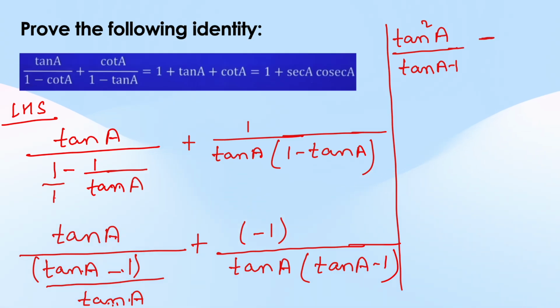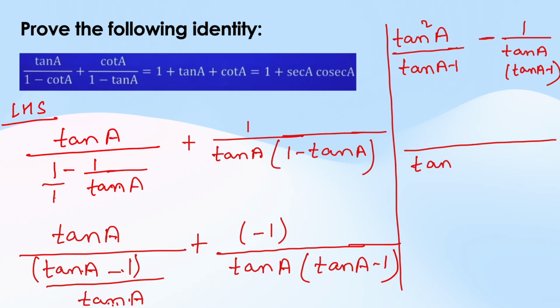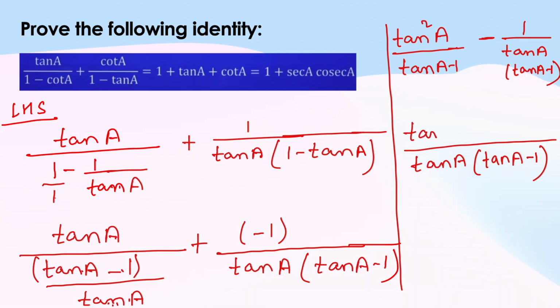Second one will be minus 1 by tan A into tan A minus 1. Alright, what will be the LCM here? Tan A minus 1, tan A, tan A minus 1. So tan A minus 1 into tan A will be the LCM. Now see the first term, tan A minus 1. What should I multiply here? Tan A, right? Let's multiply tan A. For the second term, tan A minus 1 is already there and tan A is also there, so it will remain the same.